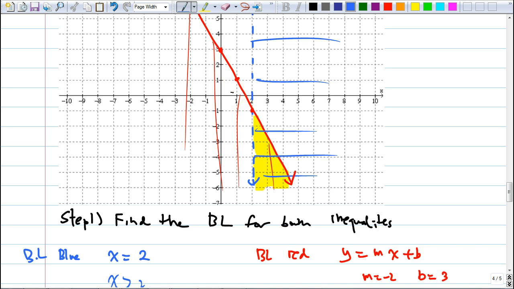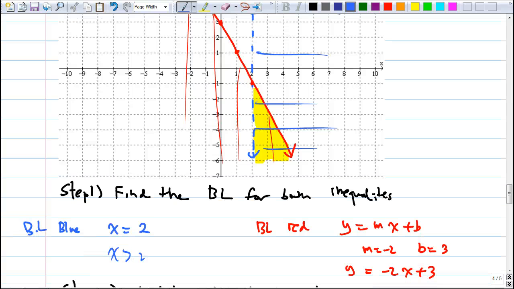Be careful. Remember how to find the slope from the line? You pick any 2 points you like that are nice. Figure out how much you have to go up and down, and right or left, to get to the other point. So that's it. Somebody give me the equation of the boundary line. Y is equal to negative 2x plus 3, right?